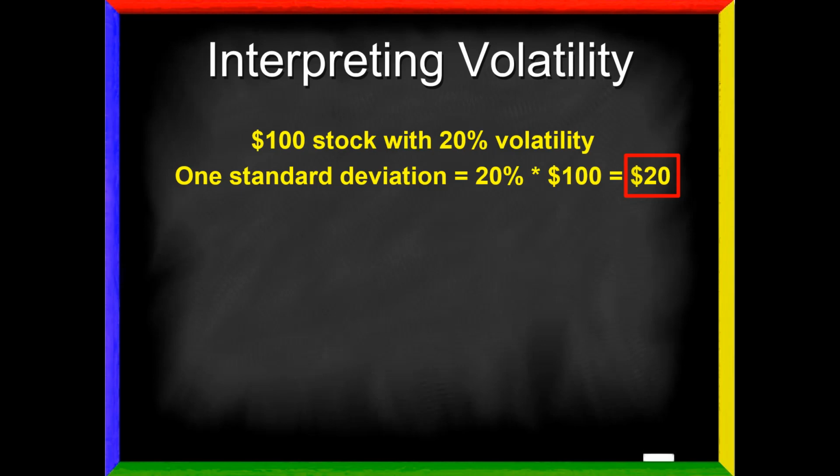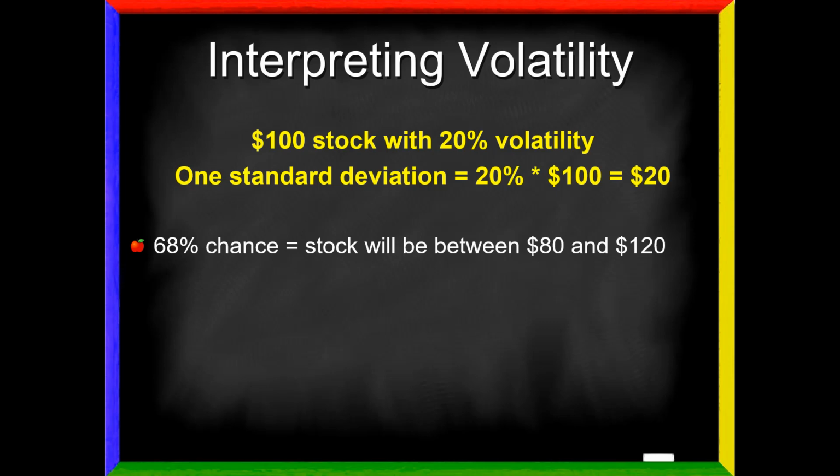Now just apply your empirical rule. So I know that there is a 68% chance that that stock will be somewhere between 80 and 120 at the end of the year. That's just adding 20 to 100 and subtracting it from 100. Plus and minus one standard deviation occurs 68% of the time.